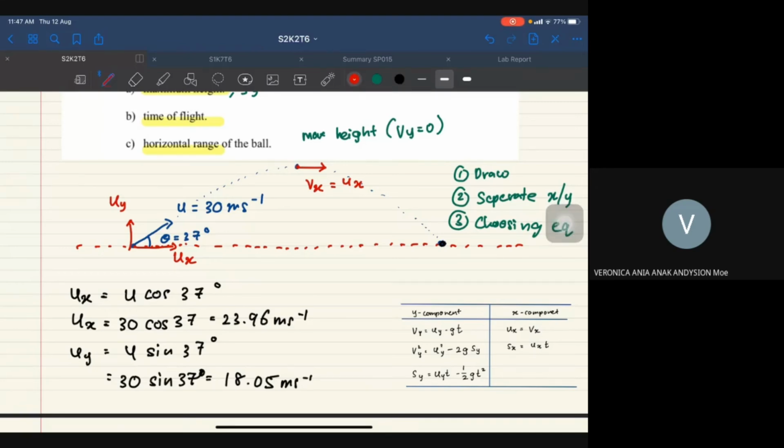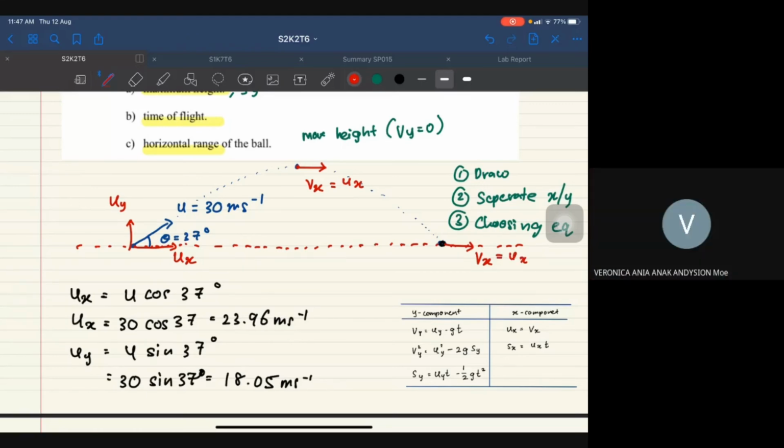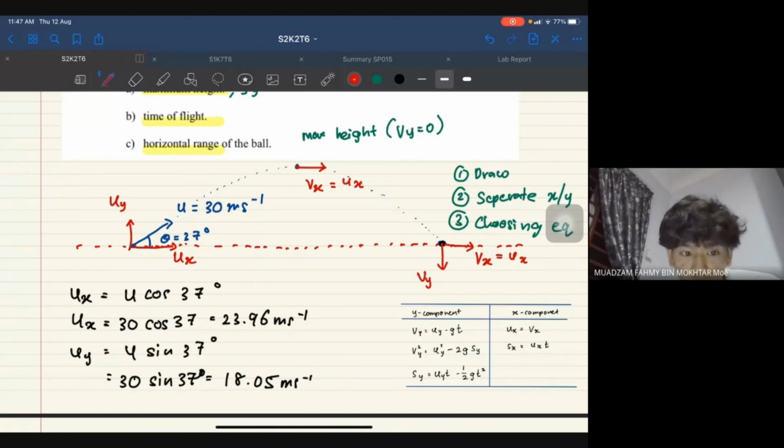Do we know the Vx? 0, right? Vx sama dengan ni lah, 23 plus mana. Sama dengan Ux, betul? Yeah. Because dia tak ada acceleration dekat X component. How about my Vy? Vy sama dengan Uy. 0.